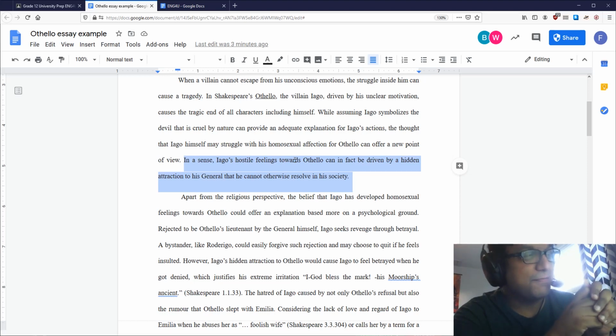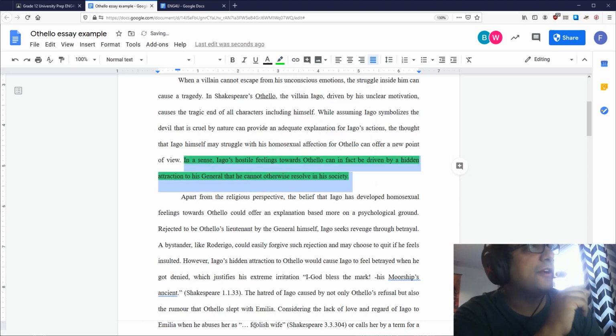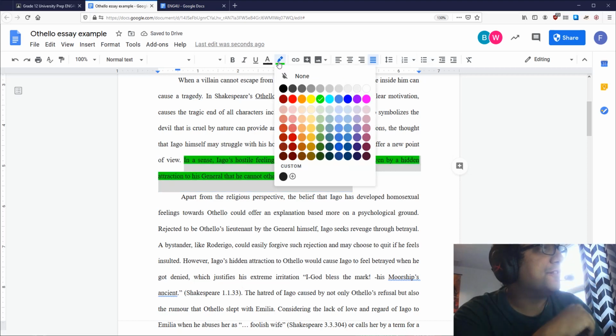And that's why he does all these bad things to him. It's kind of weird, but again, let's leave that aside for the moment, right? The thesis is exactly where it should be. Remember, your thesis is the last sentence of the first paragraph, right? This is where it lives, right there in the last sentence of the first paragraph.